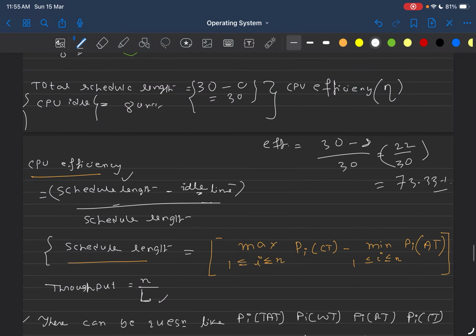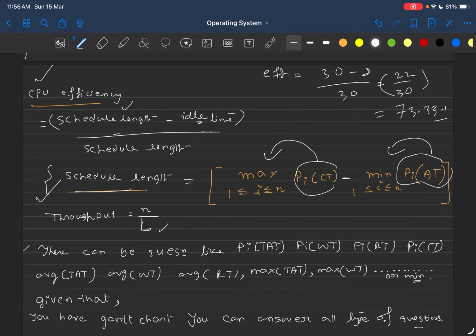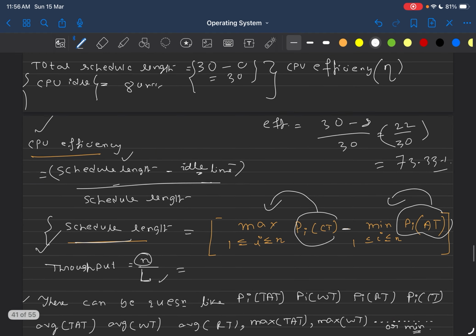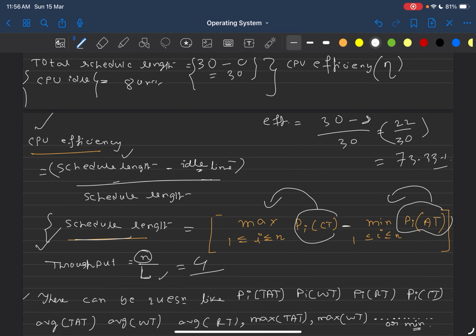The schedule length formula I have already explained in the last video. For all the processes, what is the maximum completion time, and across all the processes, what is the minimum arrival time? The difference between these two gives the schedule length, and we have calculated the schedule length and the CPU efficiency both. Let's calculate the throughput. This is the number of processes, which is 4, and your schedule length was 30. So that is 2 by 15.